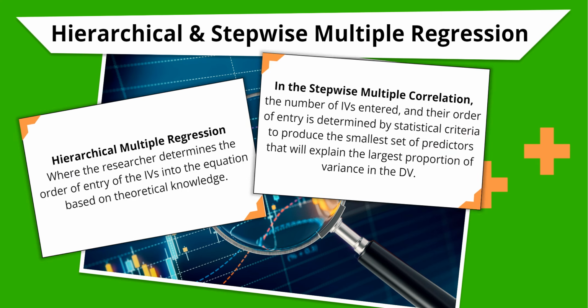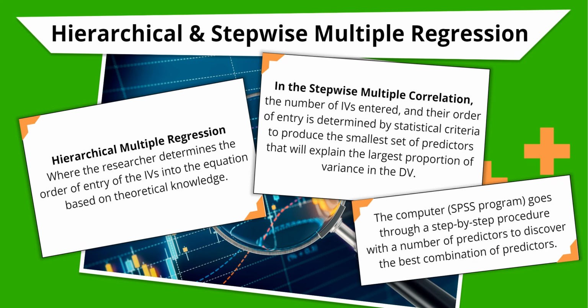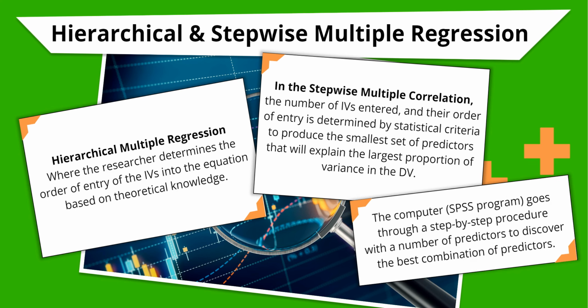In stepwise multiple correlation, the number of IVs entered, and their order of entry, is determined by statistical criteria, to produce the smallest set of predictors that will explain the largest proportion of variance in the DV. The computer, SPSS program, goes through a step-by-step procedure, with a number of predictors, to discover the best combination of predictors. This procedure is useful to identify important variables that can be used later in a more rigorous study. The entry method can be forward or backward.